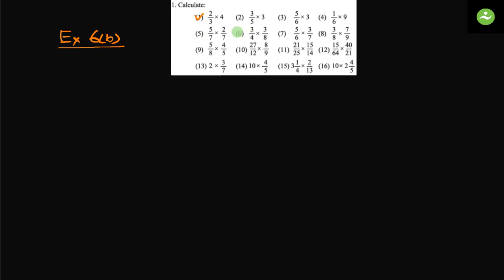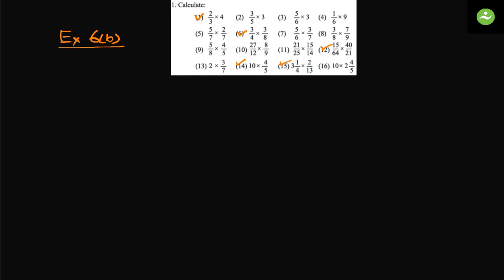Okay, let's solve 6. And then we will solve 2 big fractions, 12, big looking, 15 by 64, 40 by 21. And then we will solve one mixed fraction and one proper fraction. Okay, number 15. But we have to solve one whole number also. Let us solve one whole number. What about number 14? 14, then 15. And if possible, we will solve 16 also.